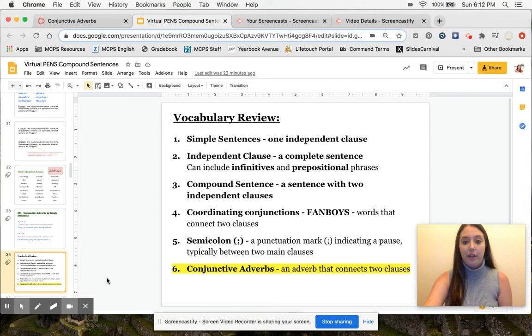Okay, quick vocabulary review. A simple sentence is one independent clause. An independent clause is a complete sentence, can include infinitives and prepositional phrases. Compound sentences have two independent clauses. Coordinating conjunctions are our fanboys words. A semicolon is a punctuation mark that goes between two main clauses. And today we learned conjunctive adverbs are adverbs that connect two clauses.